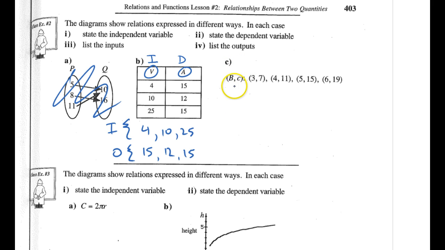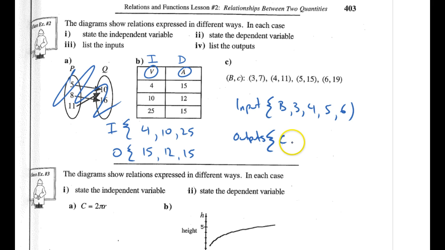So the inputs would be B, comma 3, comma 4, comma 5, and 6, and the outputs would be C, 7, 11, 15, and 19. Actually, the B and the C don't go in here. They're just telling us what those are called. Again, that would be the B, and that would be the little C here.